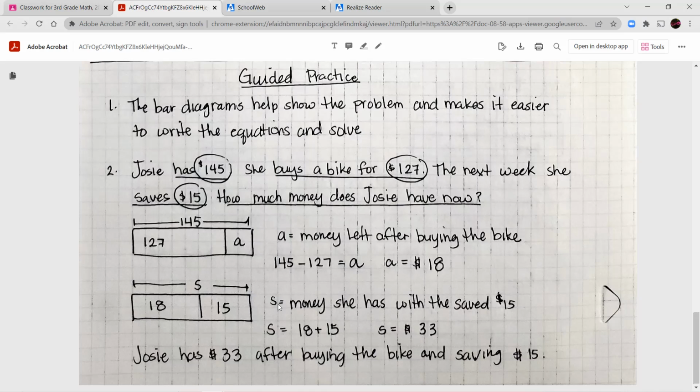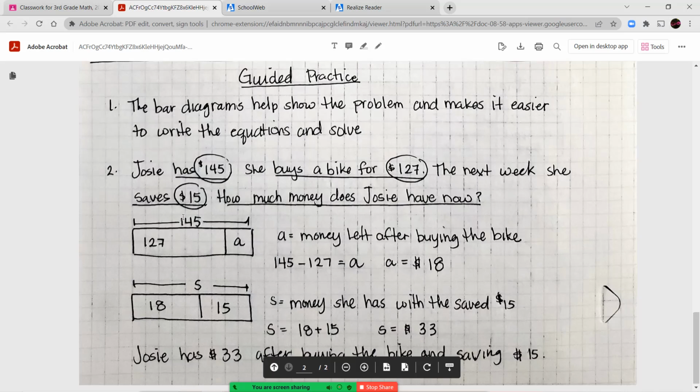For number 2, it says Josie has $145. She buys a bike for $127. And the next week, she saves $15. How much money does Josie have now? So my hidden question here is how much money did she have left after she bought the bike? So my total was $145.